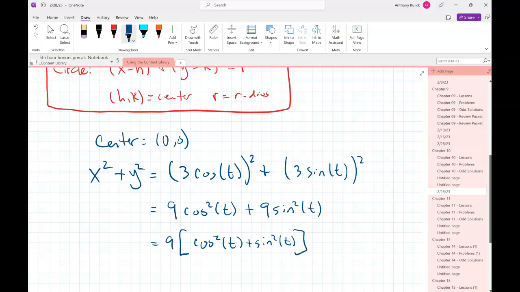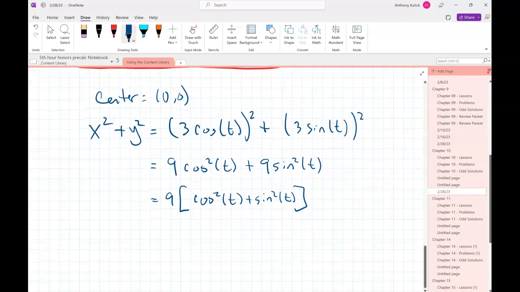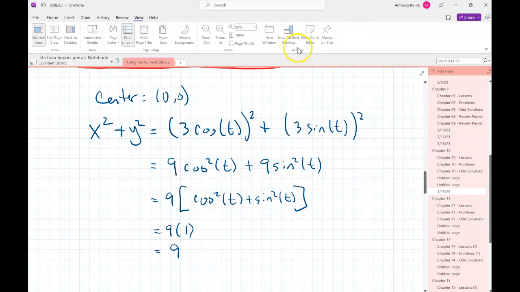And aha! What do you notice here? Yes, cosine squared plus sine squared is 1. Very good remembering your identities. Oh no, Mr. Kulik, do those still matter? Yeah, of course they still matter.